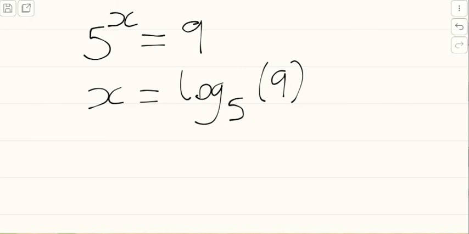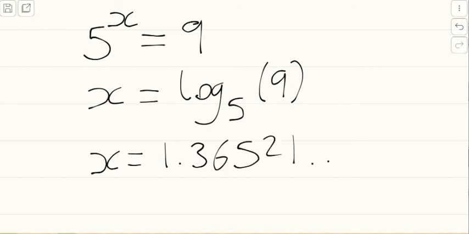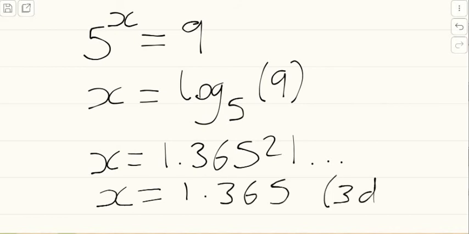If you type that in your calculator, you should get that x is equal to 1.36521 and so on. And if we go to 3 decimal places, we say x is equal to 1.365. So that is the introduction to the concept of a logarithm. In the next video, we'll start looking at some examples of how we can rewrite certain expressions using logarithms. That's it for now.